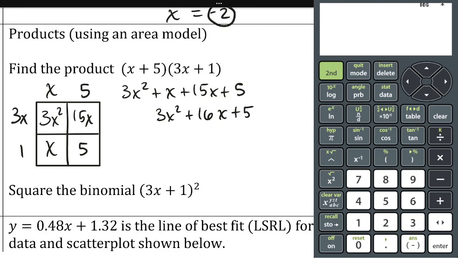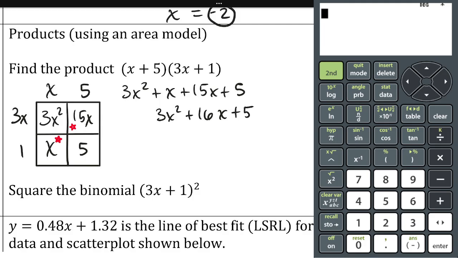So to get each of those, I multiplied the dimensions, right? The length and the width to get the area of each one of those individual boxes. Now to get my final product, I'm just going to simplify this. It turns out there are two like terms, right? This 15x and this x are exactly the same term. So those two can be combined with each other. And the other two terms are going to stay separate.